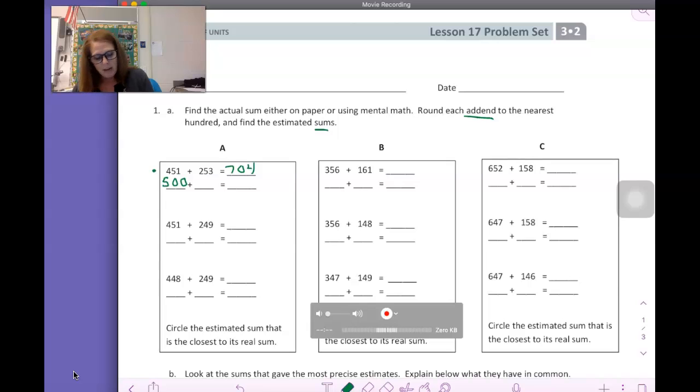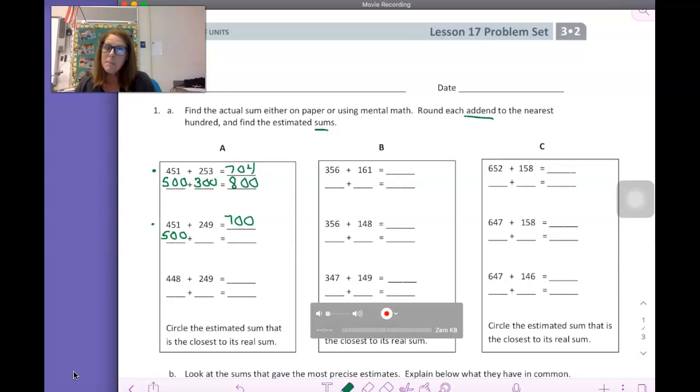253 rounds to 300. 500 plus 300 is 800. Go ahead and do the next one. 451 plus 249. Hopefully you got the answer 700. Now we're going to round our addends. 451, again, rounds to 500.